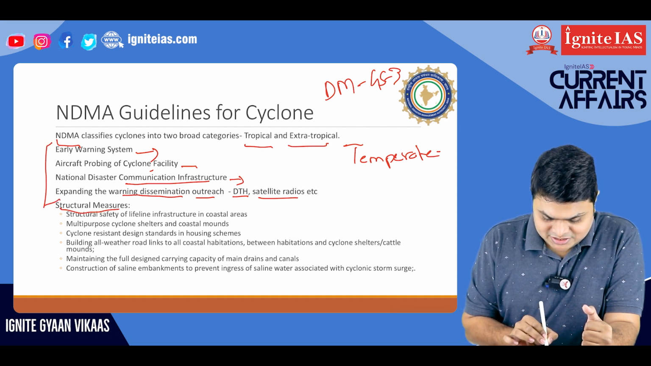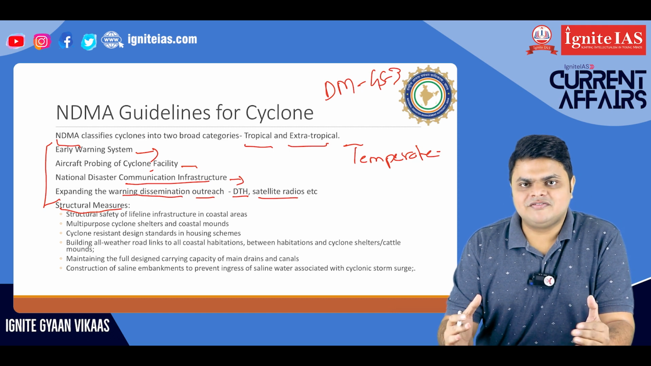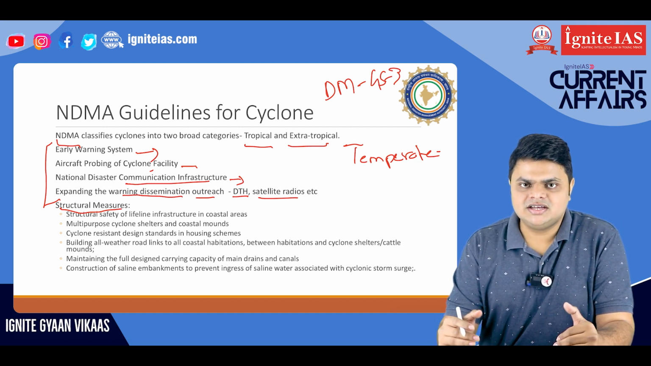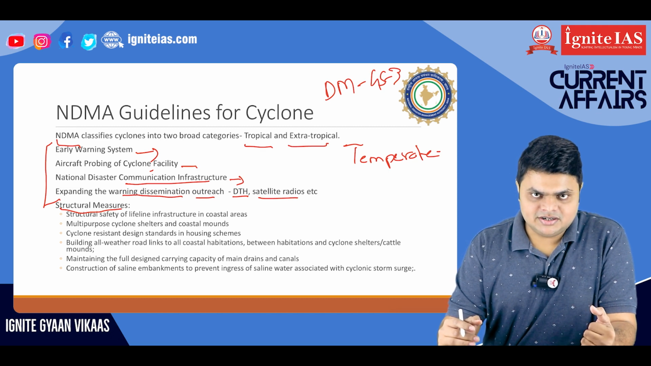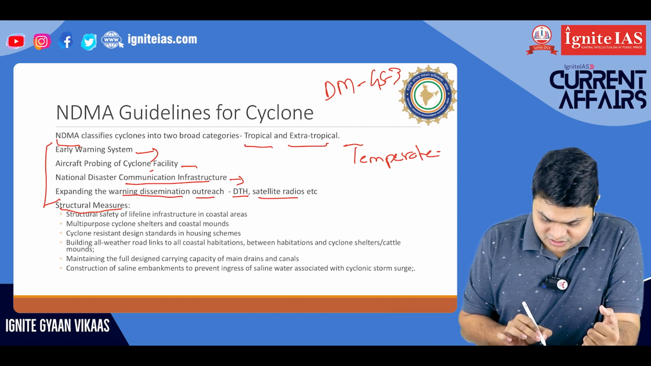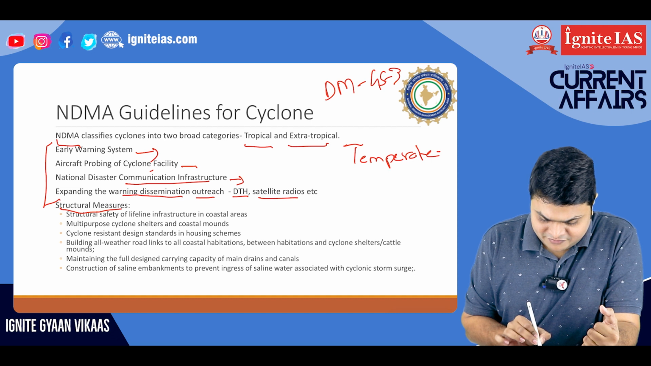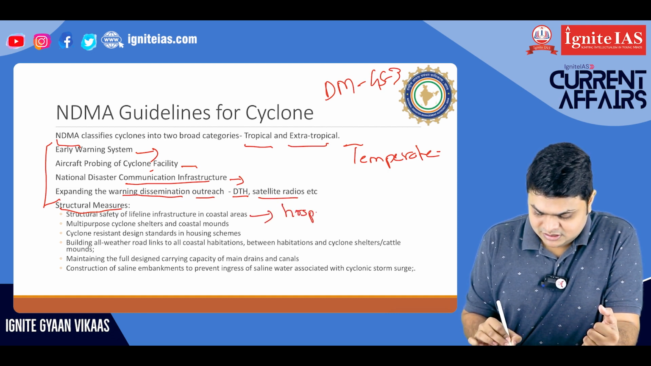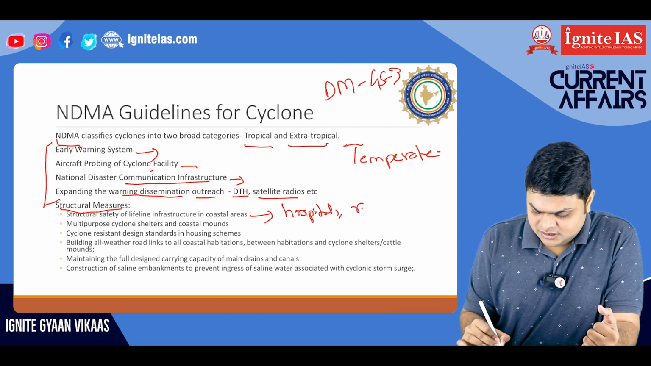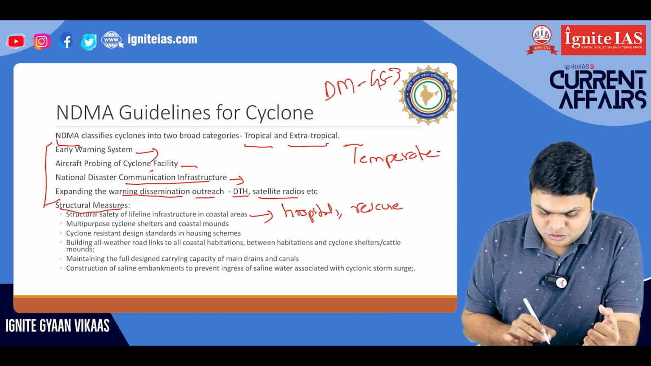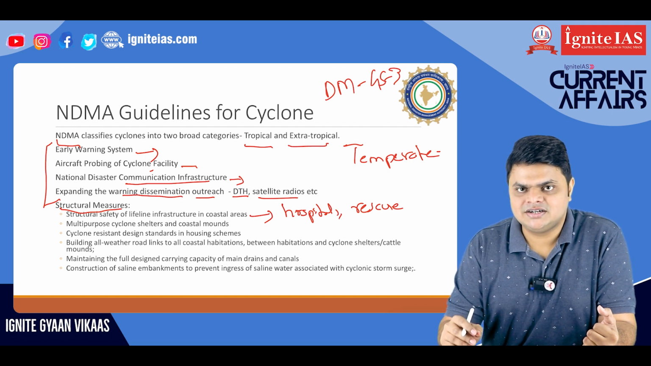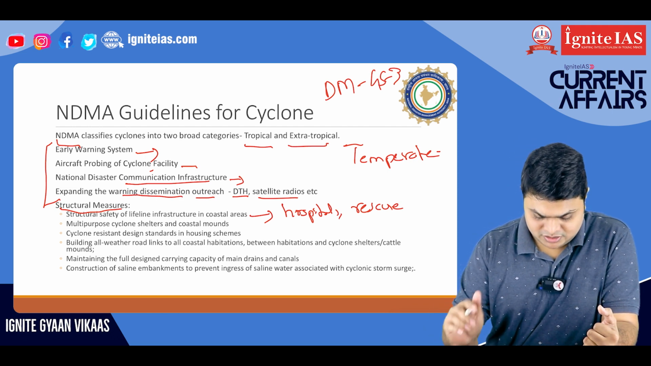There are also some structural measures. Structural measures mean how infrastructure can be made and maintained to reduce the risk of destruction during a disaster. It says that structural safety of lifeline infrastructure in coastal areas should be maintained. Lifeline infrastructure will be something like hospitals or rescue facilities. Whatever such infrastructure is there, it should be immune to cyclone. It should be made in such a way that it is resistant to the destruction caused by cyclone.